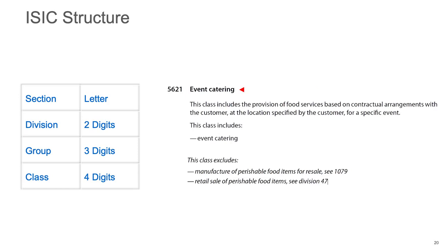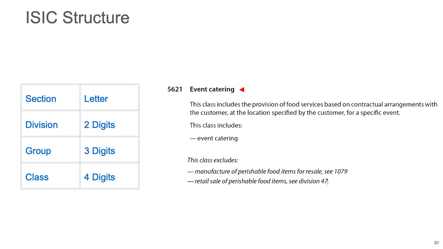The description for event catering is: This class includes the provision of food services based on contractual arrangements with the customer at the location specified by the customer for a specific event. This class includes event catering. This class excludes manufacture of perishable food items for resale, C 1079, retail sale of perishable food items, C Division 47.